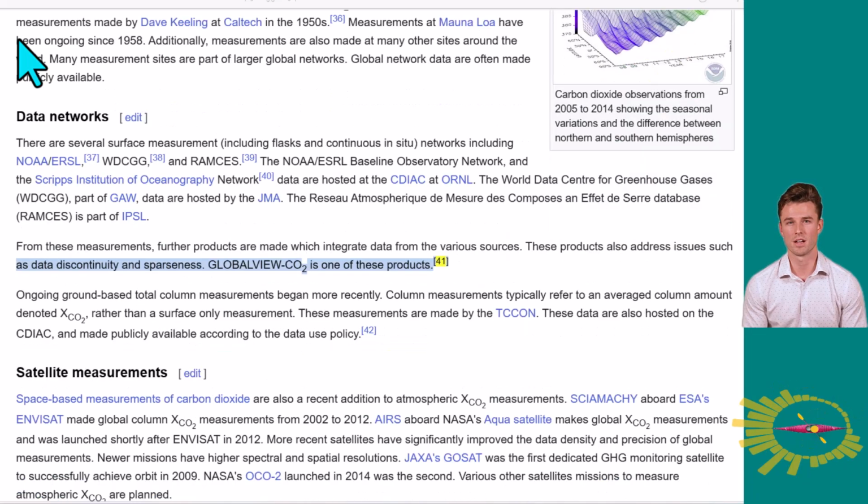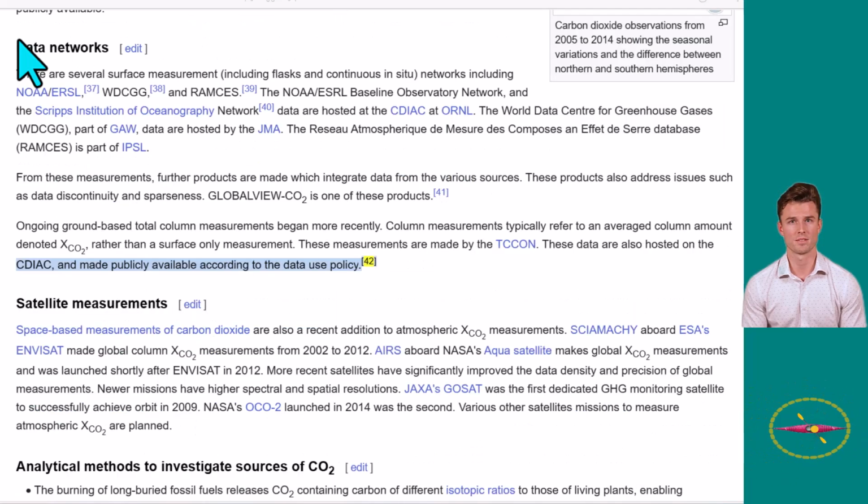Ongoing ground-based total column measurements began more recently. Column measurements typically refer to an averaged column amount denoted XCO2, rather than a surface-only measurement. These measurements are made by the TCCON. These data are also hosted on the CDIAC and made publicly available according to the Data Use Policy.